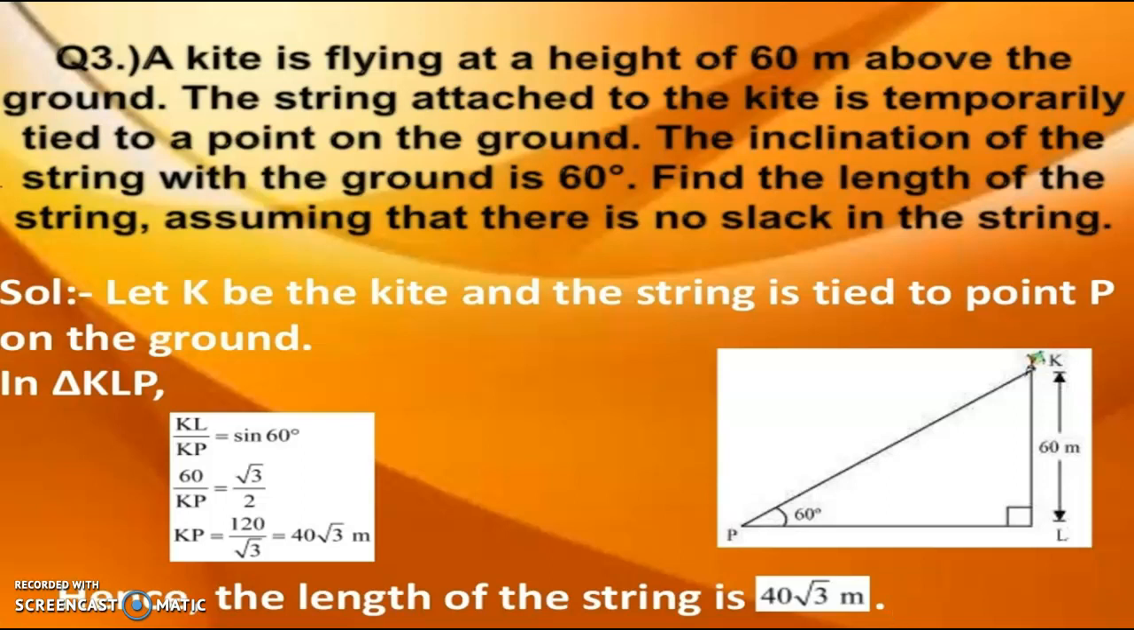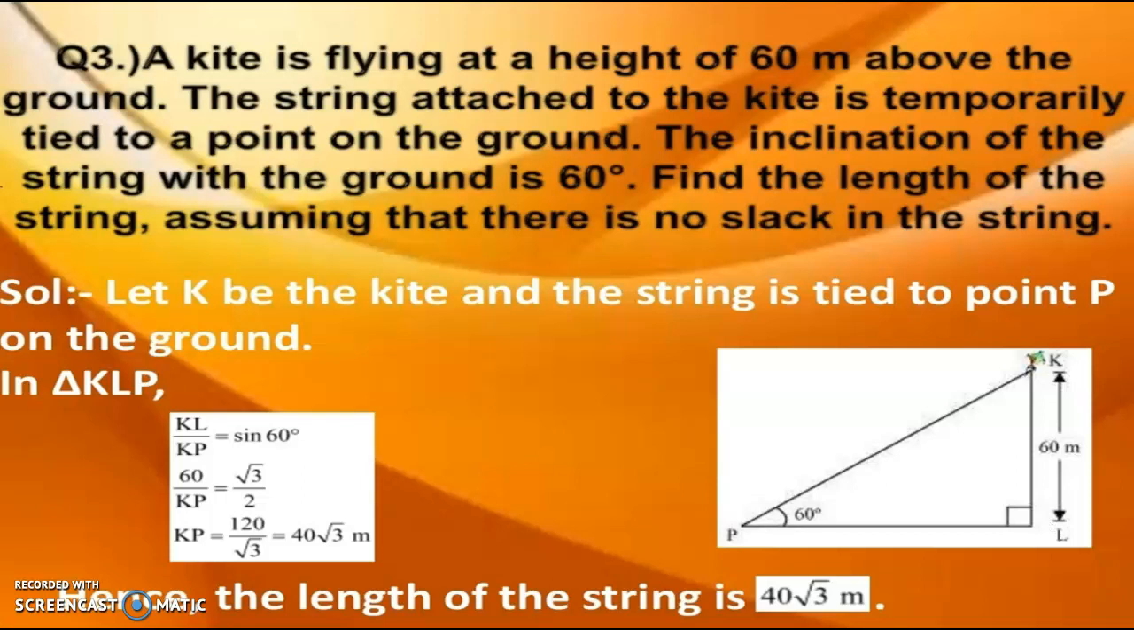Now next question. A kite is flying at a height of 60 meter above the ground. The string attached to the kite is temporarily tied to a point on the ground. The inclination of the string with the ground is 60 degree. It means that the angle is 60 degree. Find the length of the string, assuming that there is no slack in the string. So first of all, let me draw the figure. Here KLP. This is the figure. K is a point where the kite is flying at a height of 60 meter above the ground. So the length of KL is 60 meter.